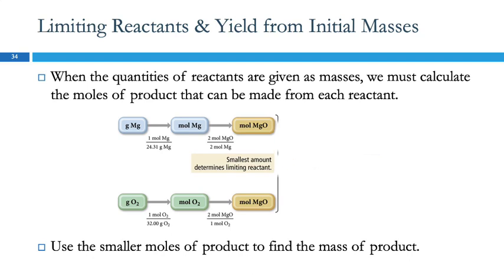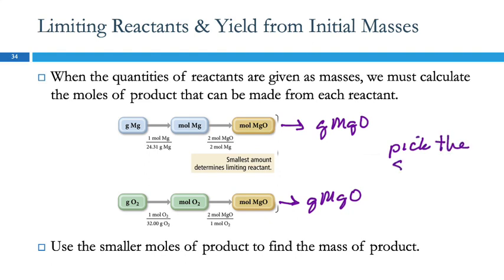I prefer to do this. Let's just go all the way to grams of magnesium oxide for both of them, and then pick the smaller number. So we're going to do grams to moles to moles to grams on each of the reactants, and look at the answer and pick the smallest number. I think conceptually it's simpler than stopping at moles and then tacking on this one thing at the end.